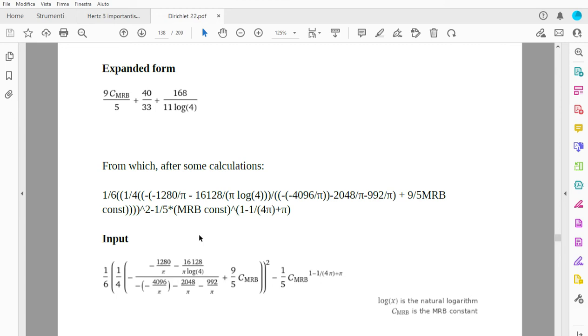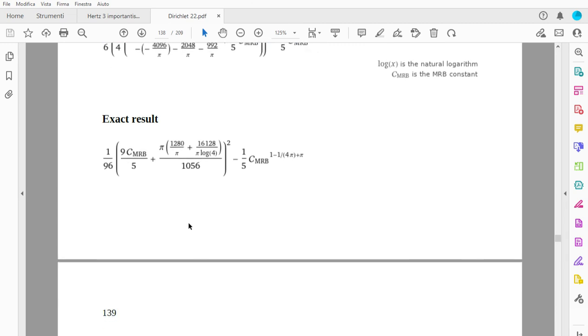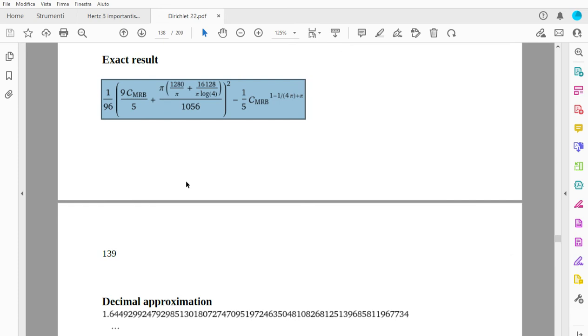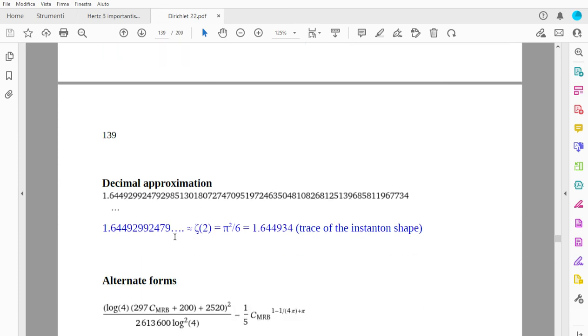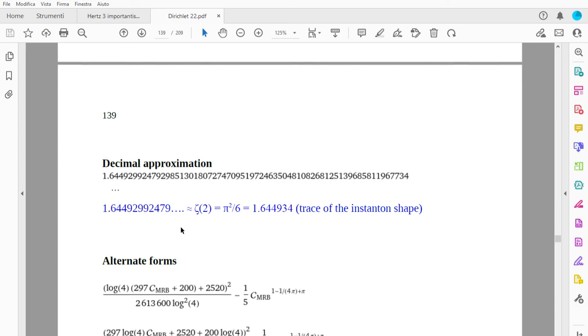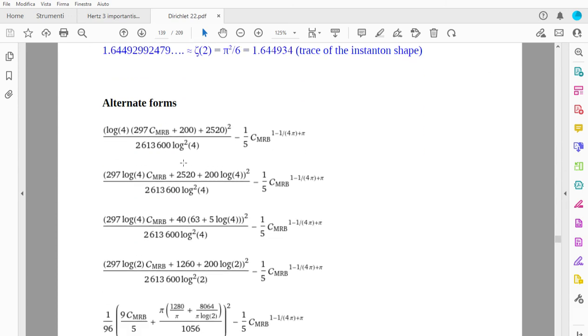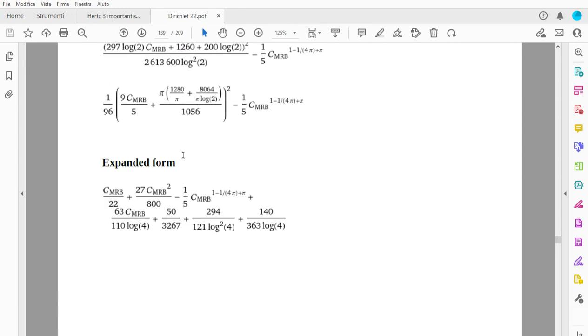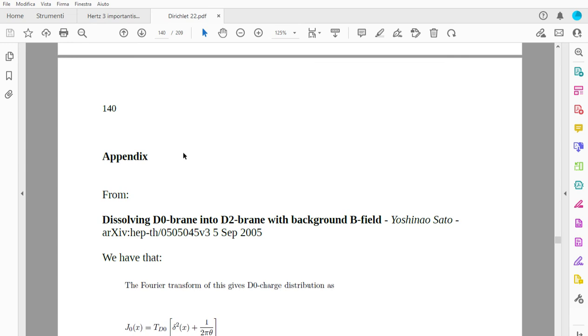From the previous expression, after some calculation, we obtain also the following exact result. That is a value very near to zeta 2, that is equal to pi greco squared divided by 6. That is the trace of the instanton shape. Also here the study of the function, the alternate form, expanded form.